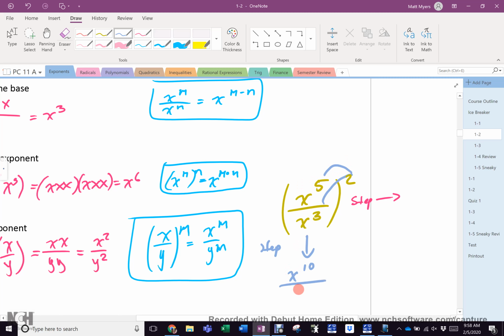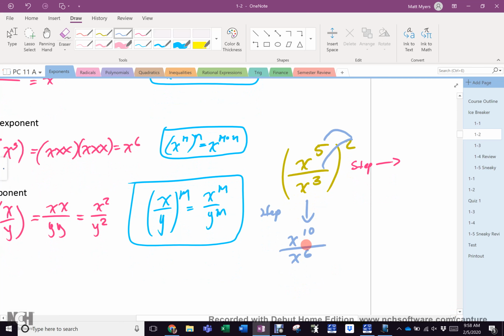x to the 10th over x to the 6th. x to the 6th, because that's what we just did in Law 3, right? Yeah. And if we follow Toby's root idea, then obviously the next step would be Law 2. Subtract these exponents, yes? And you would have x to the 4th, right?